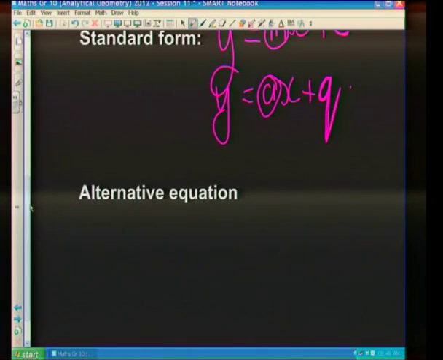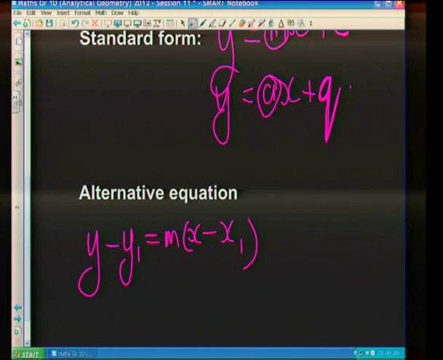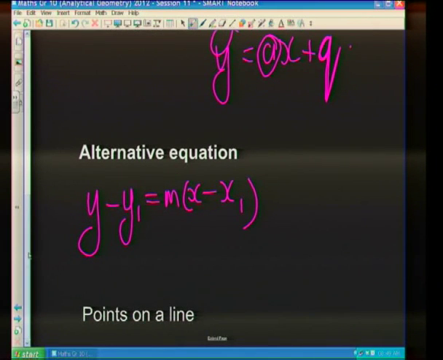Now, an alternate equation to use when calculating the equation of a straight line, which I think is quite a good method because people tend to make fewer mistakes, is this one: y minus y1 is equal to m(x minus x1). We're going to talk a little bit just now about how you will apply that formula.